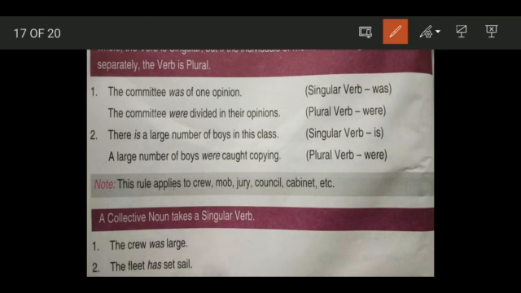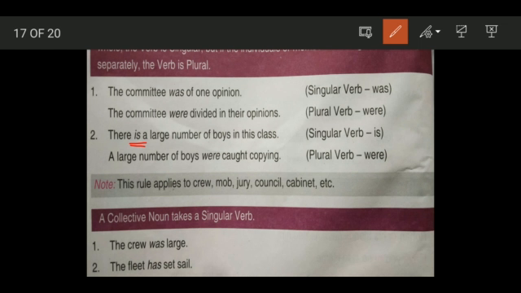There is a large number of boys in this class. Is again singular. We are referring to this class as a whole. A large number of boys in this class. Now, we are referring to this entire class as a whole. That is by singular verb. A large number of boys.